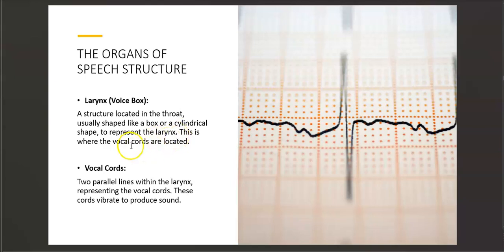This is where the vocal cords are, and with the vocal cords we're talking about the pitch, the high pitch or the low pitch, produced here. So from the larynx, which is the voice box, we move to the vocal cords. You show 2 parallel lines within the larynx representing the vocal cords. These cords vibrate to produce sound. When the air hits this part, there's some vibration that comes out, and this vibration helps in creating the sound.